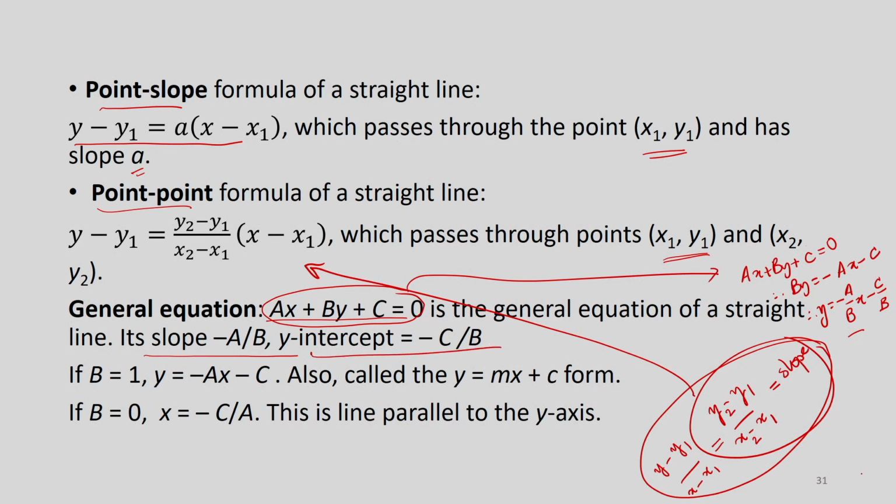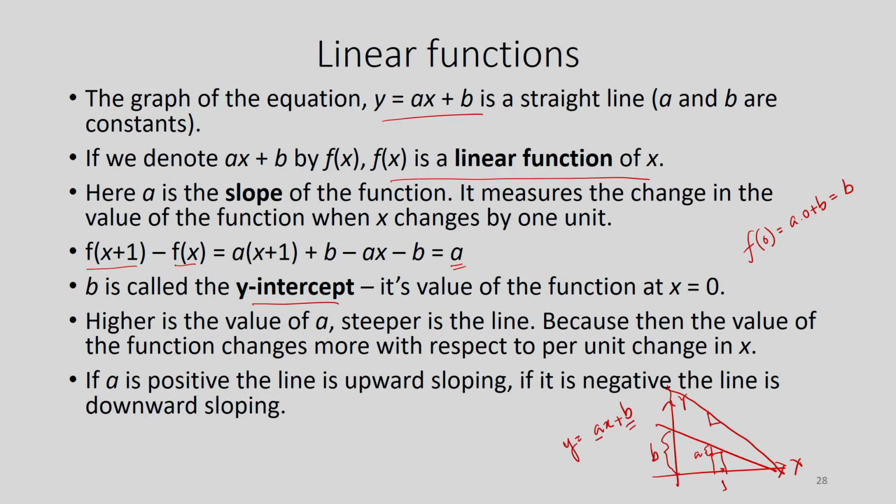Okay. Now, there are some special cases. Suppose B is equal to 1. Now, if B is equal to 1, then what do you get? y is equal to minus Ax minus C, and this is called the y is equal to mx plus c form. So, this is the form we talked about earlier also. We did not say that it is y is equal to mx plus c, but this is the form y is equal to ax plus b, same thing.